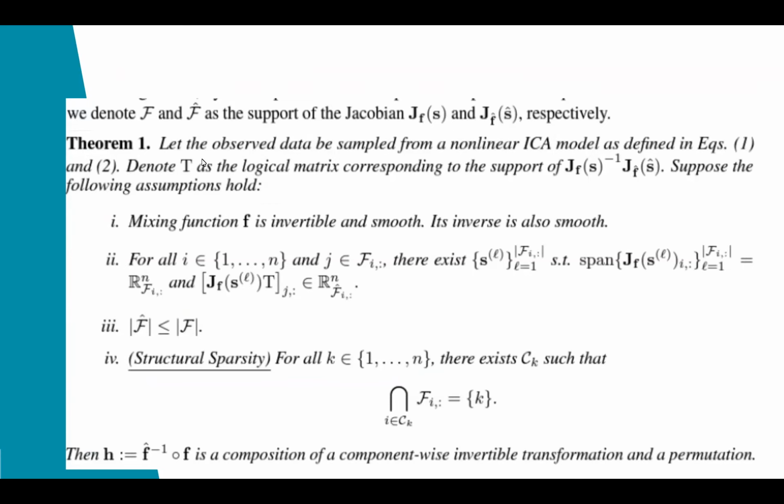Here they denote another T, the logic matrix. The logic matrix is the elements with 0 and 1 corresponding to the support. When we talk about it, F is the support of the Jacobian matrix, and T is not a set. T is a matrix to represent this kind of support. And they gave this assumption.